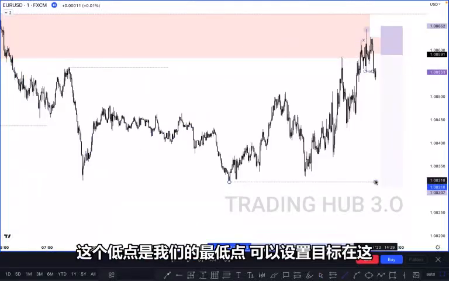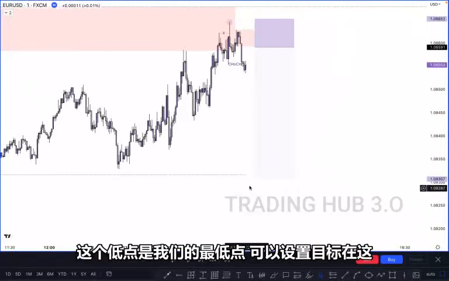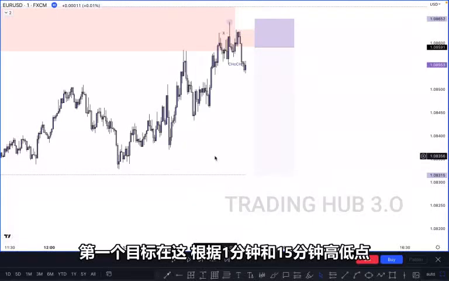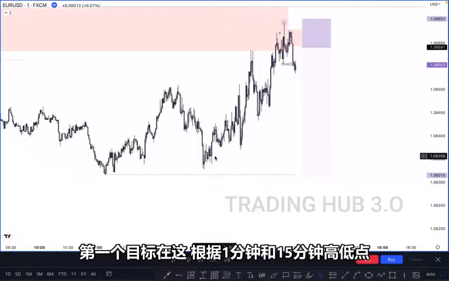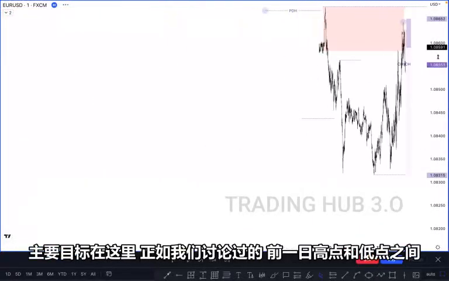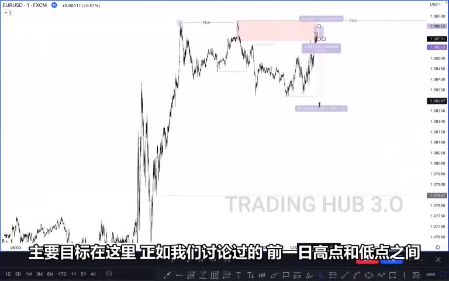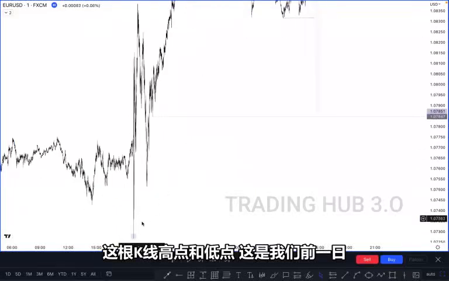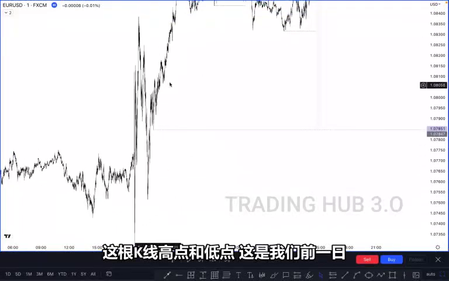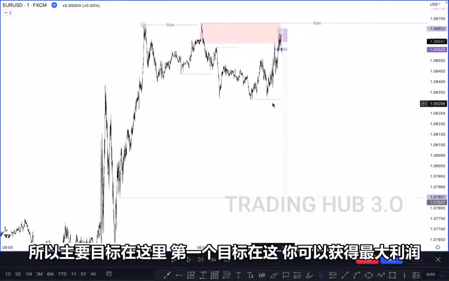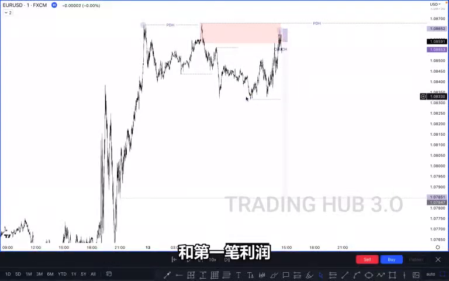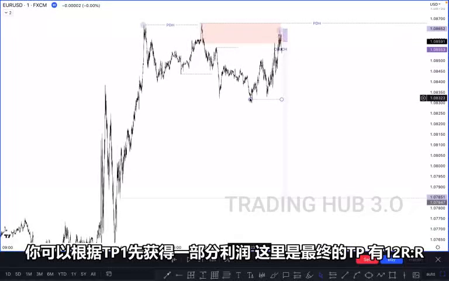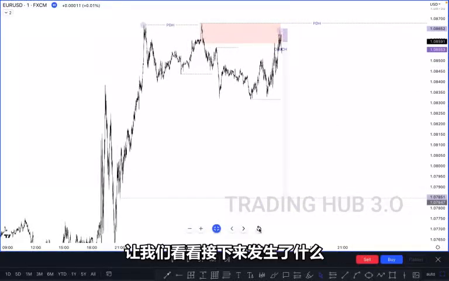You put the first target here, where this low is our lowest point, as per the 1-minute and 15-minute high or low. And the major target is here, as we have discussed, as per the previous day high and low, between this candle high and this candle low, and this one is our previous day high. So the major target is here and the first target is here, and you can simply take maximum profit at TP1. This one is your final TP, which is 12 bars. So let's see what happened next after this one.